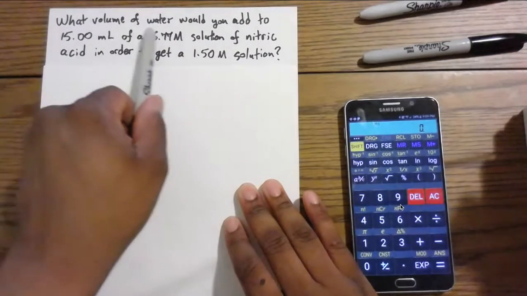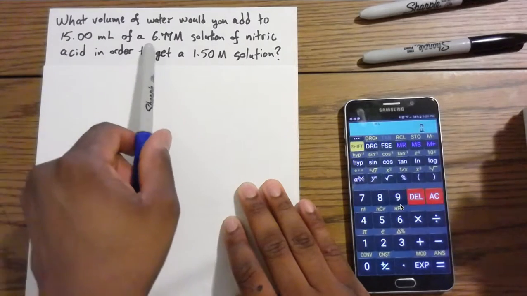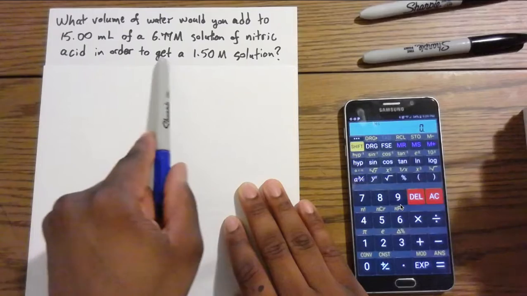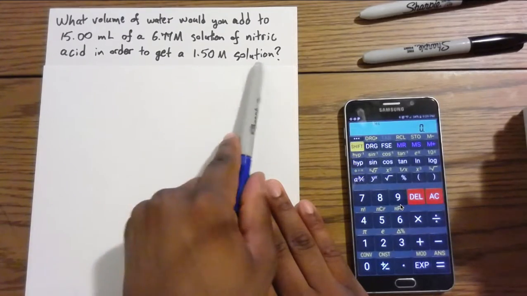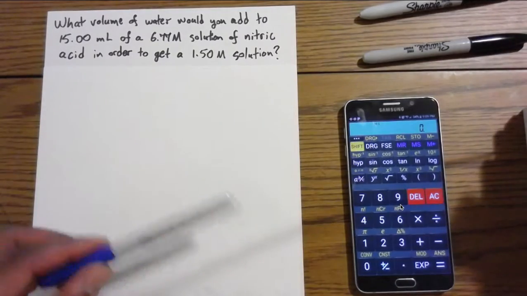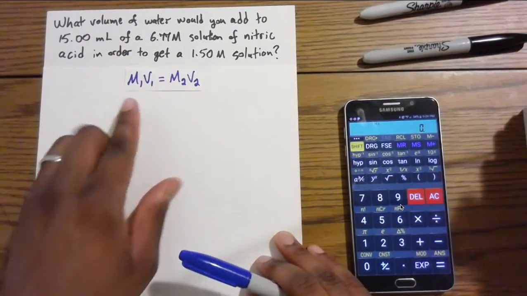What volume of water would you add to 15 milliliters of a 6.77 molar solution of nitric acid in order to get a 1.5 molar solution? So this is a dilution problem, and we will use our formula for dilution.